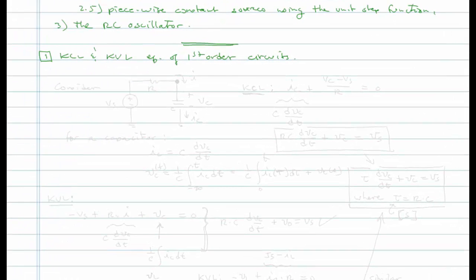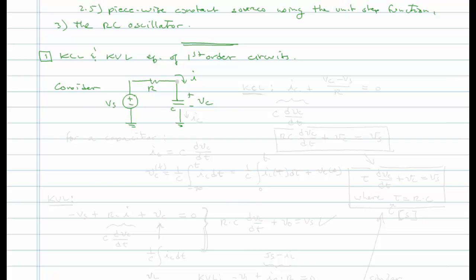Okay, so let's consider a simple three-element circuit involving the voltage source, a resistor, and a capacitor. This will be Vs. We'll call the voltage across the capacitor Vc. We'll call the current I going around the loop. It's also IC.